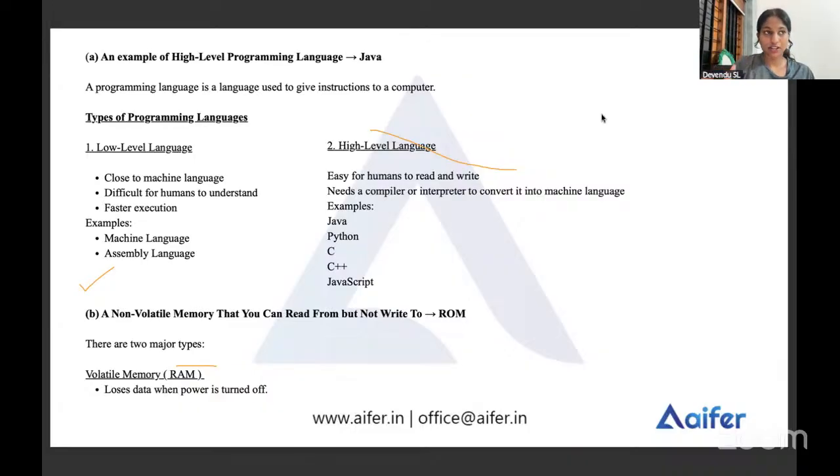Just like humans communicate with English or Malayalam, programmers communicate with computers using programming languages. Here we have low level language and high level language. Low level language is close to machine language, and it's very difficult for humans to understand. Examples: machine language and assembly languages are low level languages.